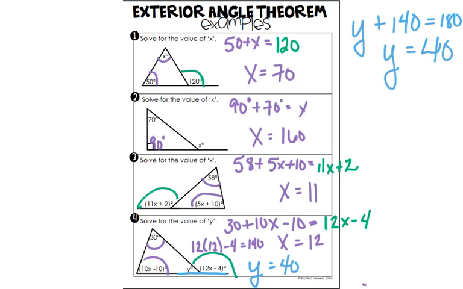So there's two ways. You could have added these two angles up and subtracted them from 180. That would have done the same thing, or the way we did it. So there's different ways to solve these sometimes.